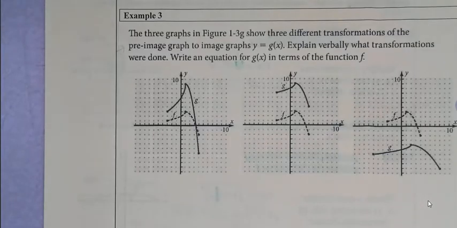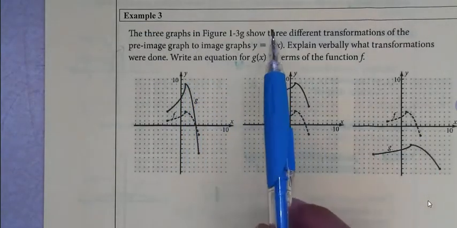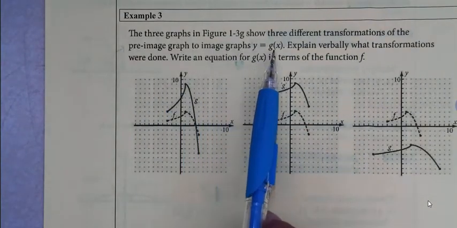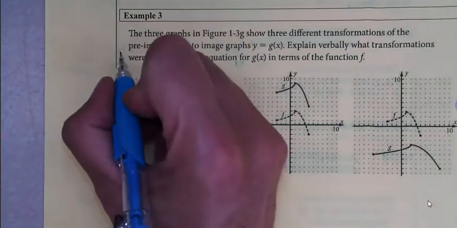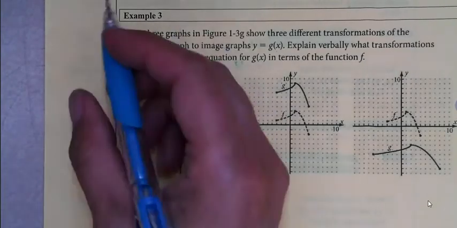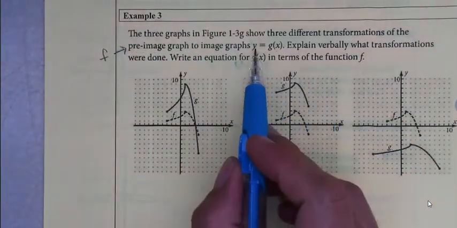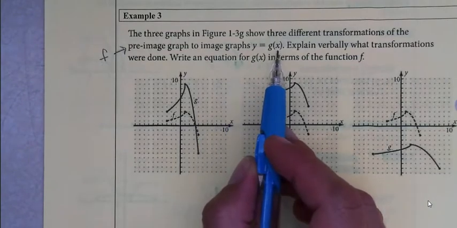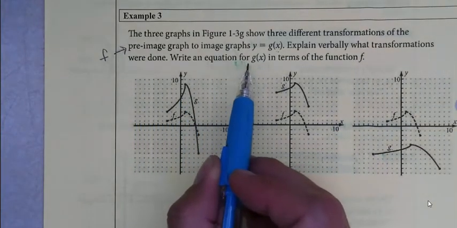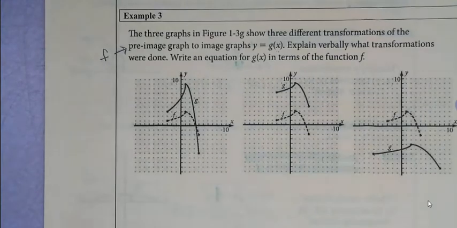Example 3 from your textbook. They've probably written a lot more in your textbook, so you're going to want to read through that, but I'm going to explain how I would do these problems. The 3 graphs in this figure show 3 different transformations of the pre-image graph to the image graph y equals g of x. That means the pre-image is the graph of f, because the image graph is g of x, which is after the transformation. Explain verbally what transformations were done and write an equation for g of x in terms of the function f.